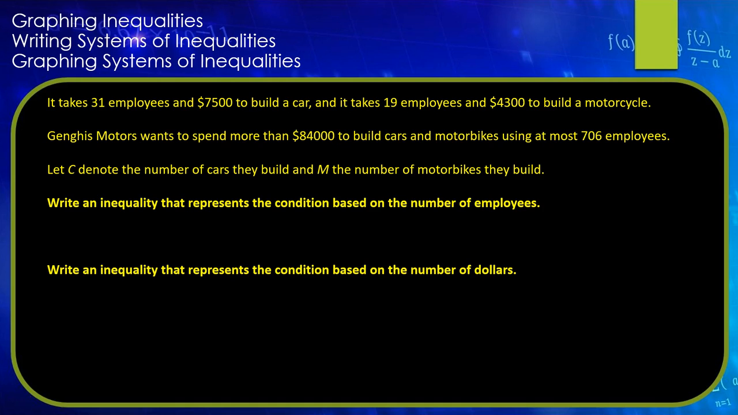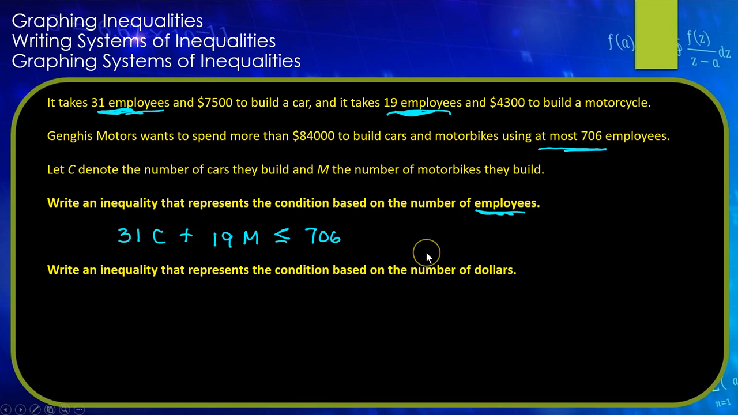Okay, so again, these are the two conditions that affect how many cars we can possibly make. We have the number of employees that I want to be at most 706. So there's 31 employees needed to make a car, 19 employees to build a motorcycle. He wants to use at most 706 employees, which means 706 or less. So, the number of employees used for cars would be 31 times C. The number of employees used for a motorcycle would be 19 times M. If I add those two together, it should be less than or equal to 706, and that's where I get this inequality from.